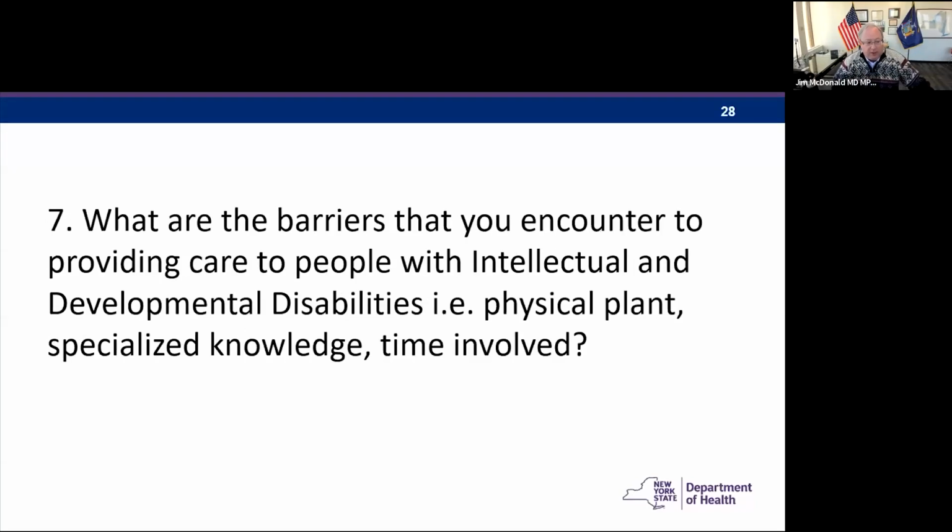So let's go to the next question, number 7, real quick. And maybe, Dr. Sulkus, we could start with you on this one. What are the barriers that you encounter to providing care to people with intellectual and developmental disabilities? In other words, is it physical plant, specialized knowledge, time involved? What are some of those barriers?